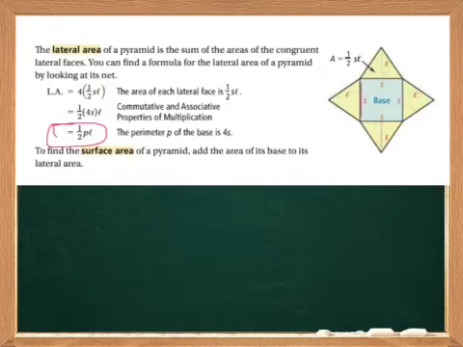So the perimeter times 1/2 times the slant height is going to be for lateral surface area. To find the surface area of a pyramid, you add the area of its base to the lateral area.